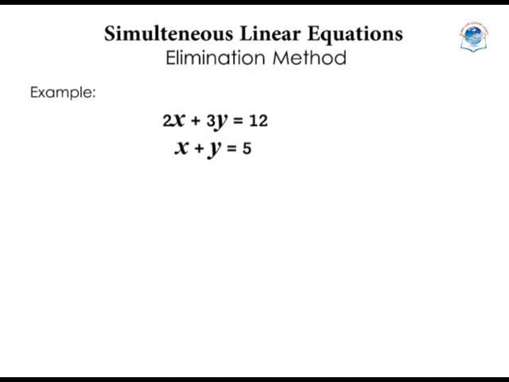This is how we do it. We decide which variable we want to eliminate. Let's say we choose x. And now we need to make x have the same coefficient in both equations so that they can subtract. Let's make the coefficient of x in both equations 2. So we multiply the first equation by 1 and the second one by 2. And we shall have 2x plus 3y is equal to 12. And 2x plus 2y is equal to 10.